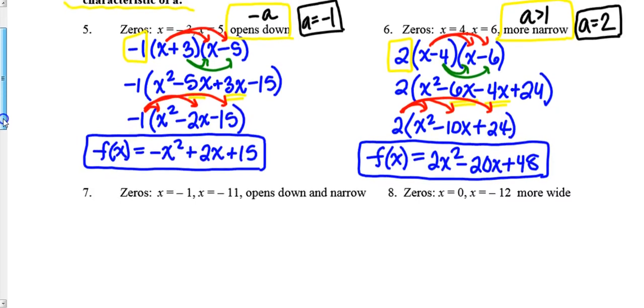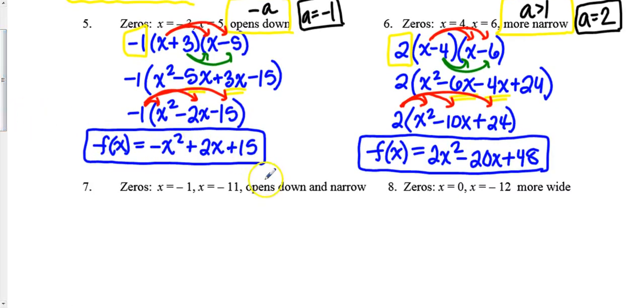Number 7, I actually have 2 characteristics. It says opens down and narrow. So opens down means what? What does that mean about a? Well, that's going to be a negative a. And more narrow, so the absolute value of a has to be greater than 1.